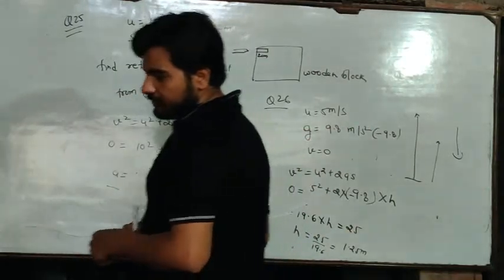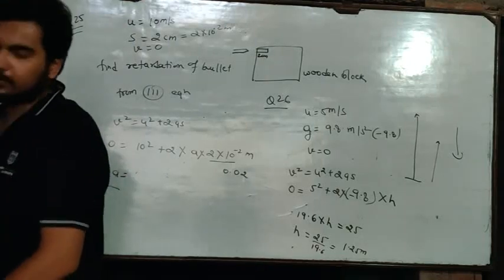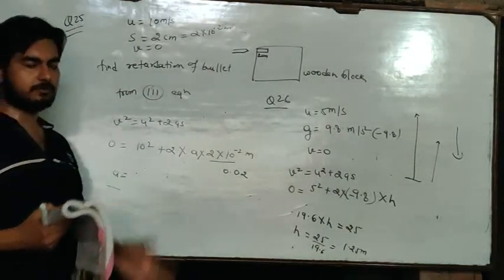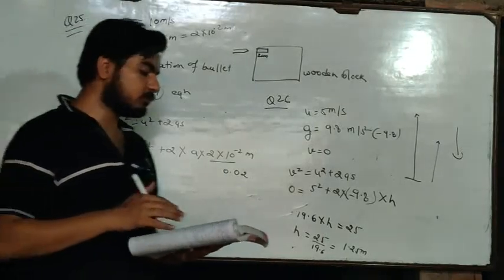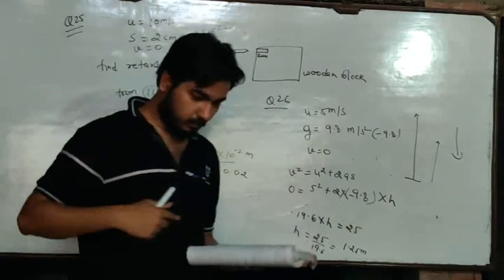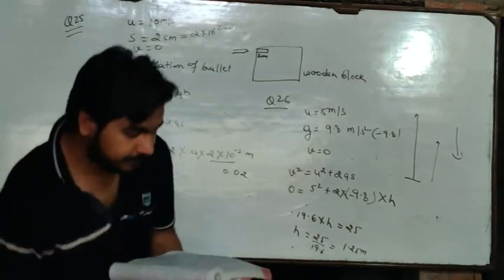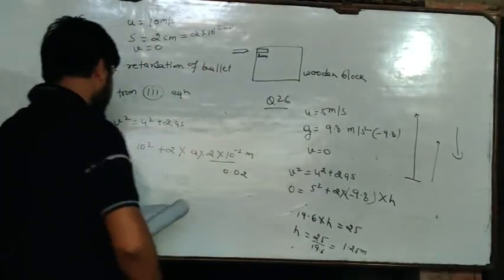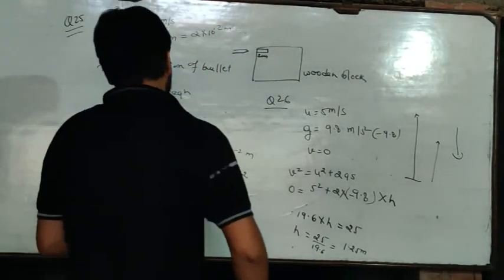Question number 27. A ball thrown vertically. Write down this. Question number 27. A ball is thrown vertically upward with a velocity of 10 meter per second. Calculate the height attained by the ball and the time taken by it to reach the highest point, if the acceleration of the ball is 10 meter per second square during its motion.